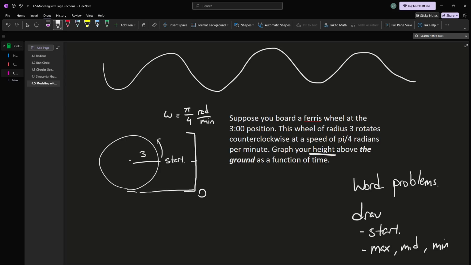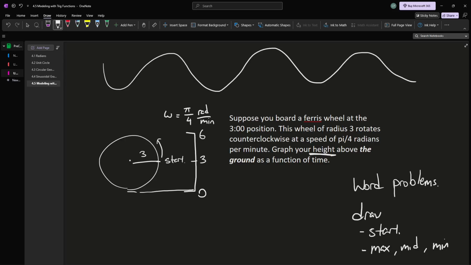Next up, I want to either find my middle or my max. And to look at that, I want to just look at my Ferris wheel for a bit. It has a radius of 3. Radius of 3 means every point of the circle, the distance from that to the middle is 3. Therefore, going from the bottom to the middle must be 3. And then going from middle to the top must be another 3, so it's up to 6. So we have our start, our max, our middle, and our minimum.